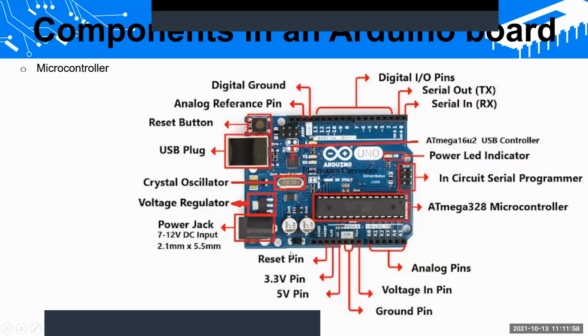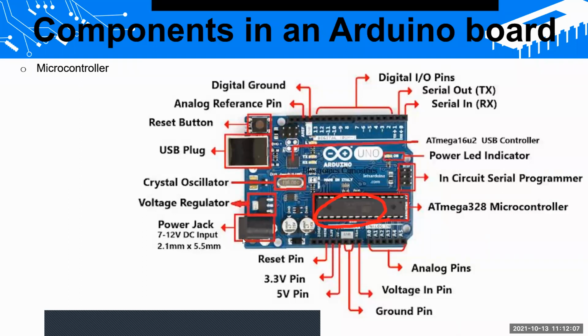Then yes, we were at this point. We have the Arduino Uno. We have the microcontroller here. Then we have the crystal oscillator. We call it the crystal oscillator. You can find this kind of thing on your motherboard as well in your personal computer. Then we have digital pins. We call these digital pins.